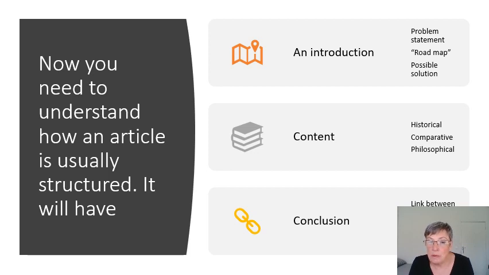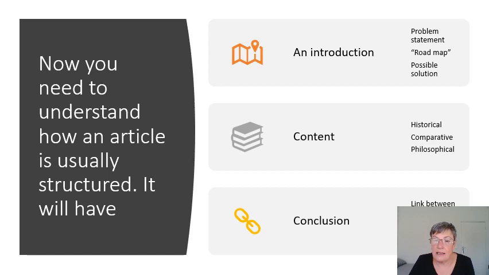Okay, and then in the last place, there will be a conclusion. And I don't know, this is now silly, but the conclusion will provide a link between the introduction and the content. It is a very bad article that doesn't, in the conclusion, say, okay, that was the problem statement. I thought this is the solution. Here is why I think that is the solution, something like that. But there will be a link between the problem that was stated and the conclusion that the author comes to.